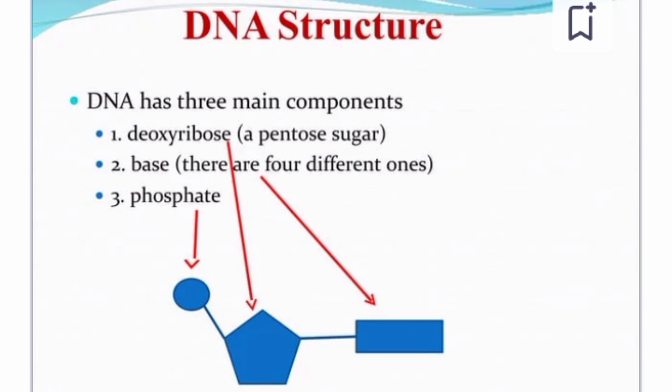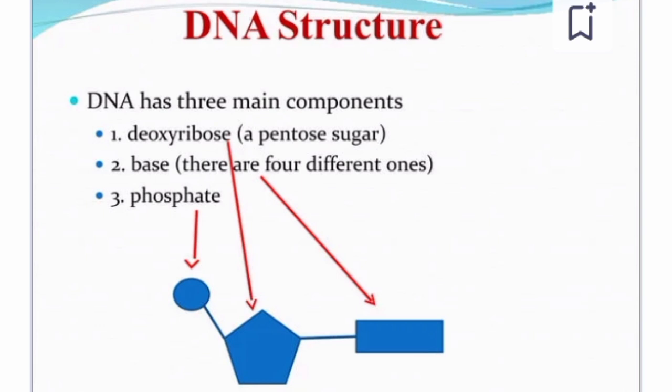The picture below clearly explains the structure of DNA. Here you can see a round structure, which is the phosphate group. The phosphate group helps to attach each deoxyribose sugar to the next. The pentagon shape is the pentose sugar, and the rectangular shape is a base, which may be adenine, guanine, thymine and so on.